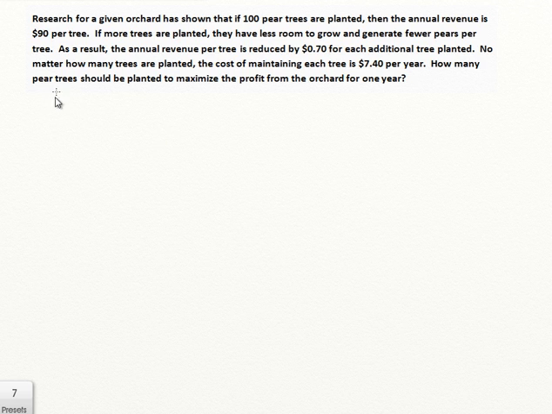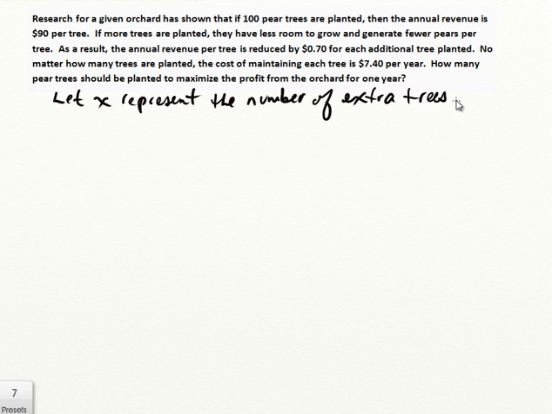The first thing we're going to do is create a variable that is going to help us out, and I'm just going to say let x represent the number of extra trees planted. So x is going to represent the increase, the change from the status quo. All right, knowing that, I can now write a couple of equations.